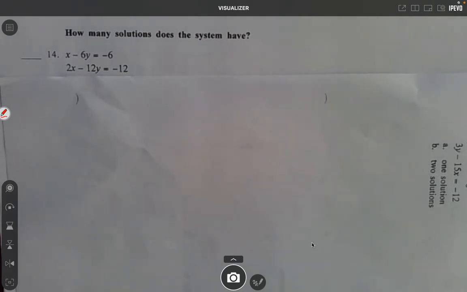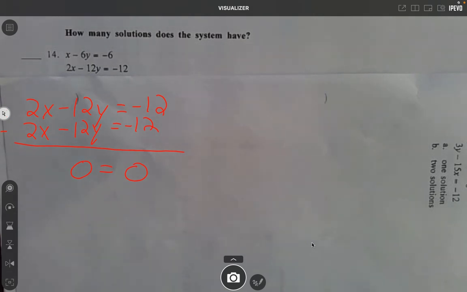What's 2 times 6? This will be negative 12. And what's 2 times negative 6? Negative 12. What do you notice about the two equations? They're the same. So that's going to be what? Infinitely many. If I was to subtract the system, what happens is you get 0 equals 0. Is that true? Yeah. That's also another reason why you would put infinitely many.